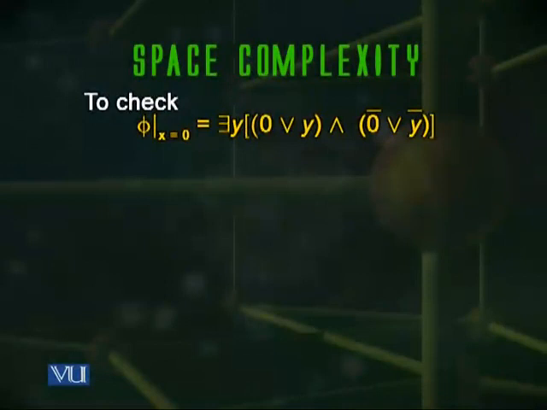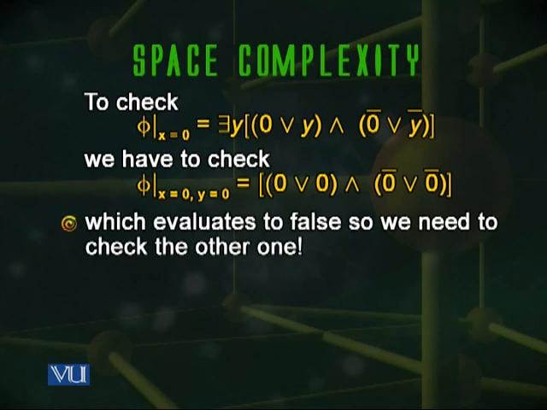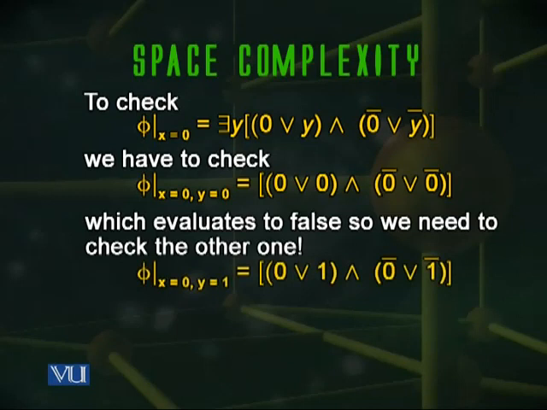Next, we want to check if there exists y, (0 or y) and (0 bar or y bar) is true. For this, we have to check if one of the following two formulas is true. The first formula is obtained by substituting y equals 0, and that formula is (0 or 0) and (0 bar or 0 bar), which evaluates to false. This means we need to check the other formula as well, which is phi restricted to x equals 0 and y equals 1, which is the formula (0 or 1) and (0 bar or 1 bar).